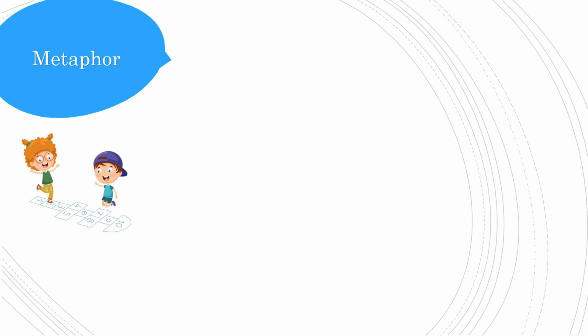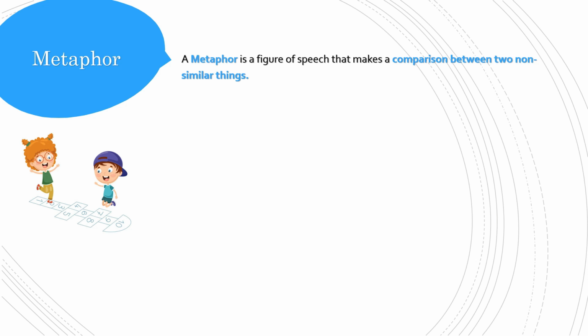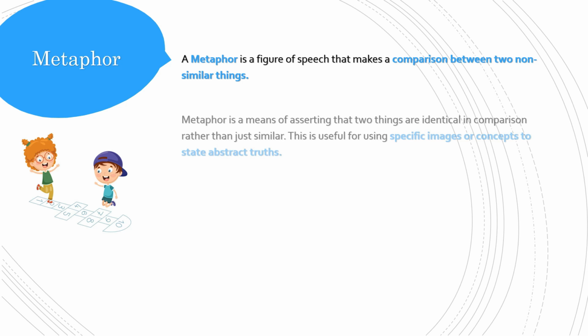Metaphor. A metaphor is a figure of speech that makes a comparison between two non-similar things. Metaphor is a means of asserting that two things are identical in comparison, rather than just similar. This is useful for using specific images or concepts to state abstract truths.